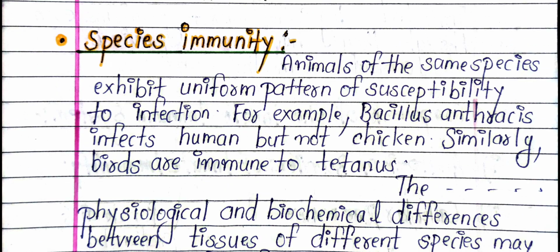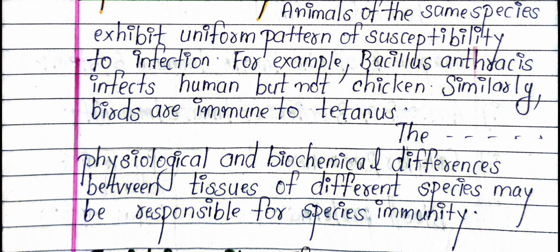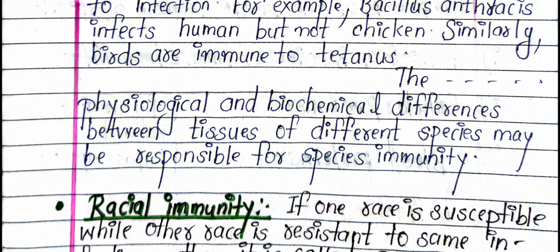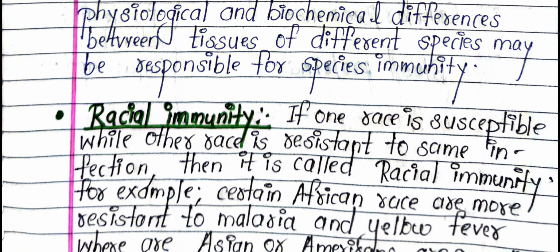Species immunity. Animals of the same species exhibit a uniform pattern of susceptibility to infection. For example, Bacillus anthracis infects humans but not chickens. Similarly, birds are immune to tetanus. The physiological and biochemical differences between tissues of different species may be responsible for species immunity.